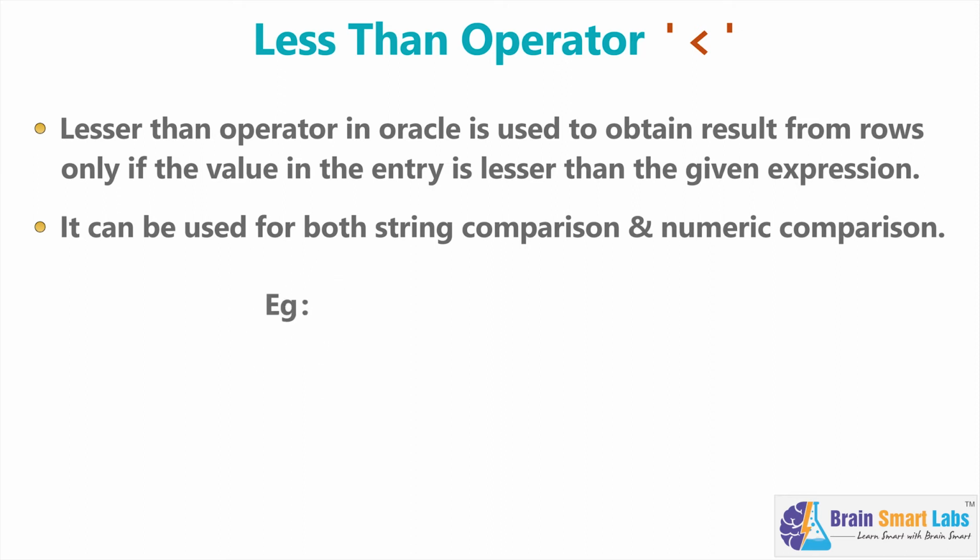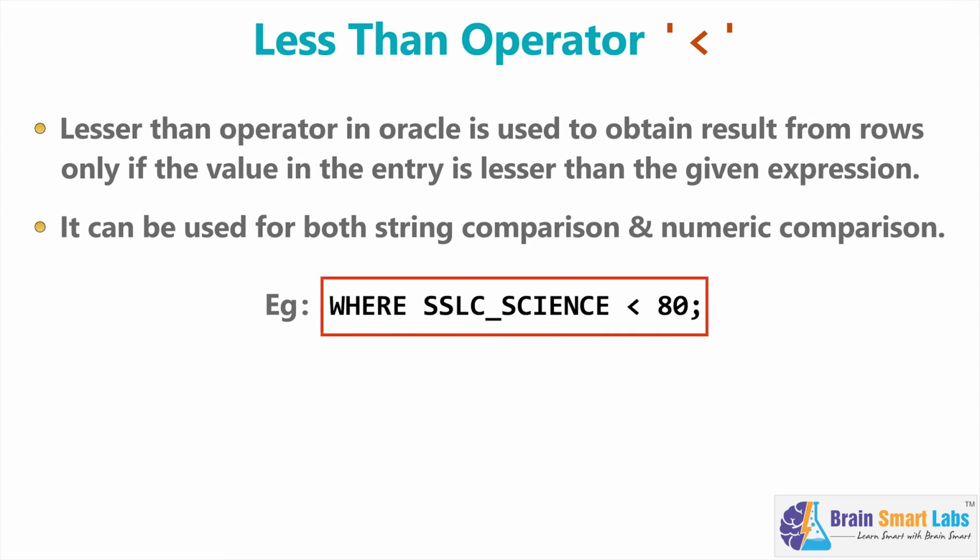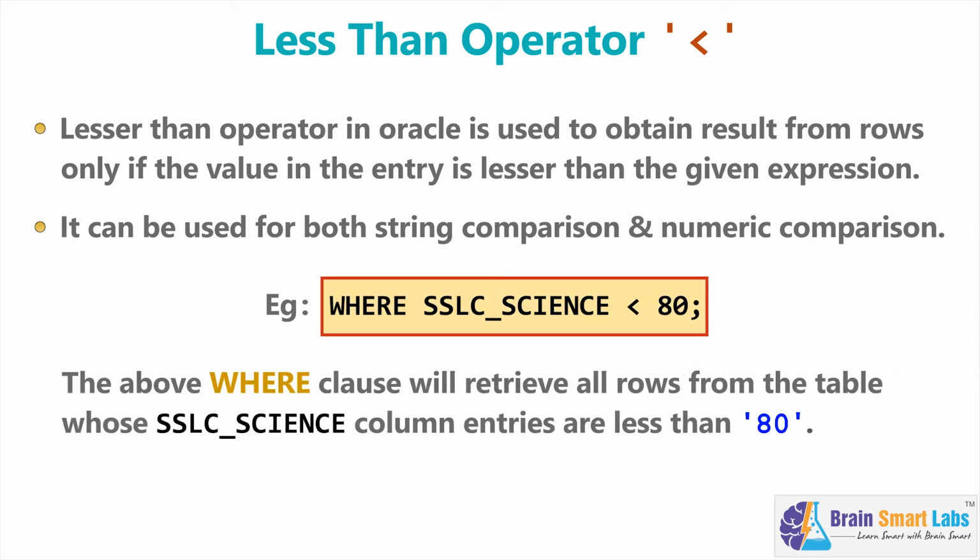For example, where SSLC science is less than 80. The above where clause will retrieve all rows from the table whose SSLC science column entries are less than the numerical value 80.